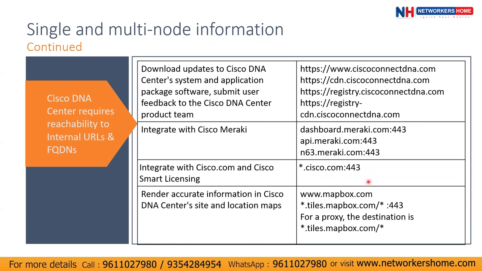So if you are using internet via proxy, suppose you have a firewall, and after the firewall, you have the internet connection, right? Then on the firewall, you need to allow this particular website and these domains to pass through the connection to cisco.com and some of the smart licensing related websites internally to Cisco.